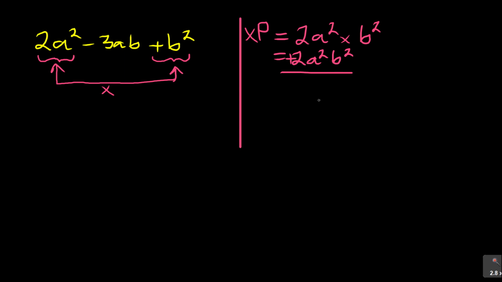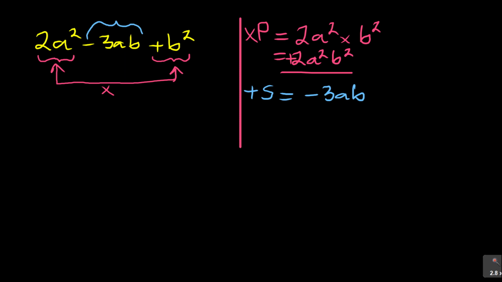But remember, it is a positive product. And then what I have remaining is this part, which I didn't include. We call that the sum. Now sum means addition, and it is minus 3ab. So this is what I mean when I say the product sum method.